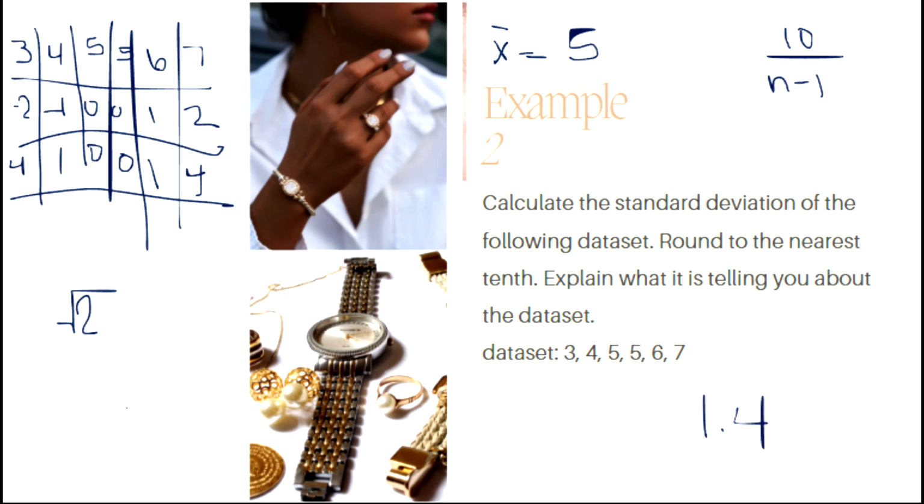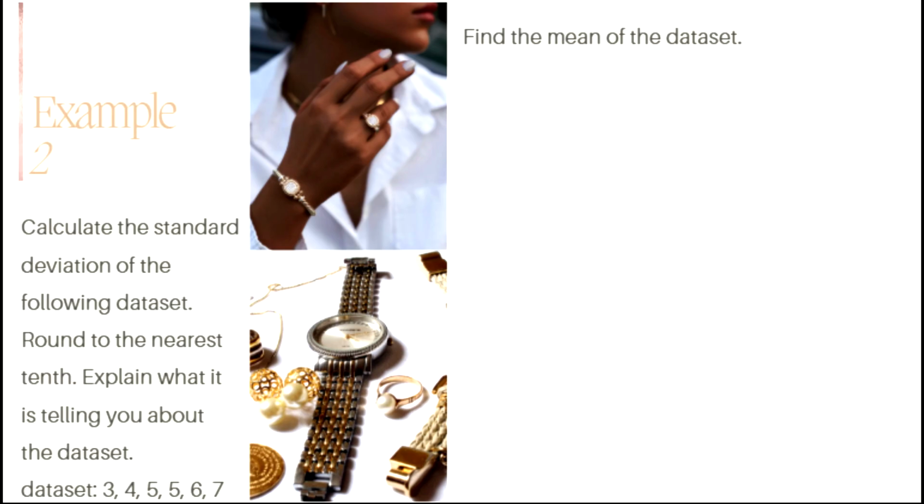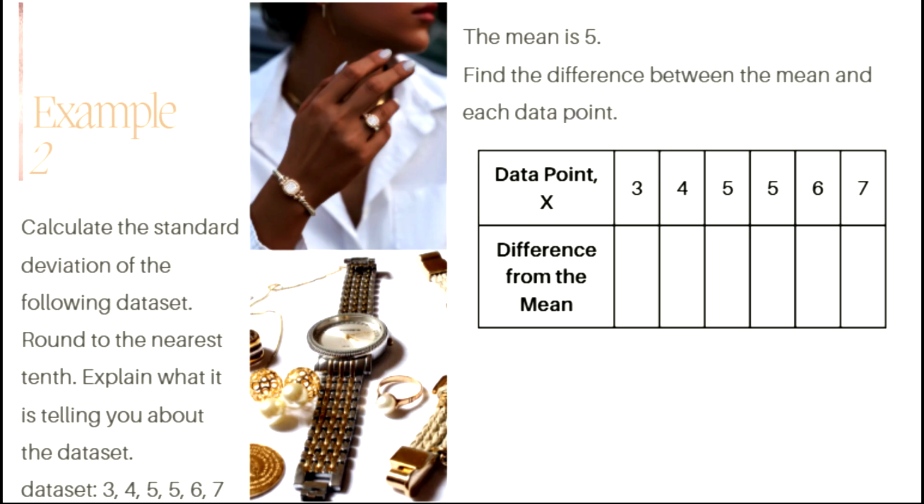And what that tells us is that if we have our little dot plot and we have our mean of 5, most of the data points are going to fall within 1.4 data places of this. So 1.4 this way, so 6.4 over here, and 3.6 this way. Most of your data points are going to fall within this range. That's all that's saying. So here's all the steps.